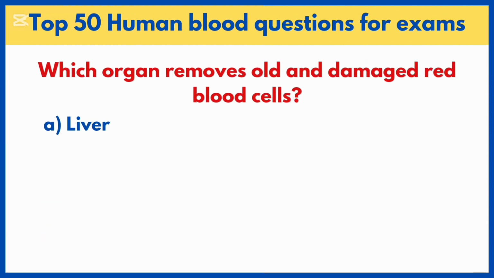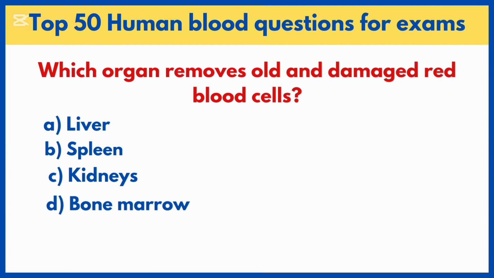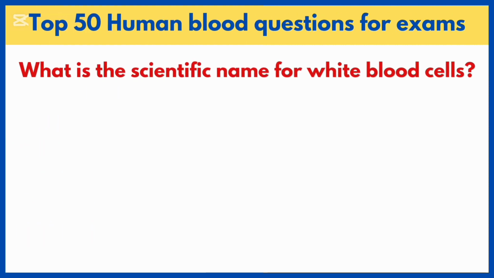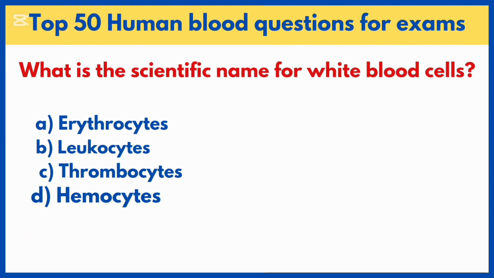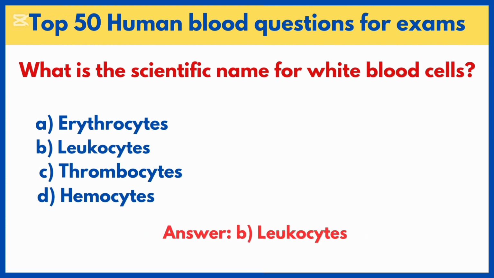Which organ removes old and damaged red blood cells? Correct answer is option B, spleen. What is the scientific name for white blood cells? Correct answer is option B, leukocytes.